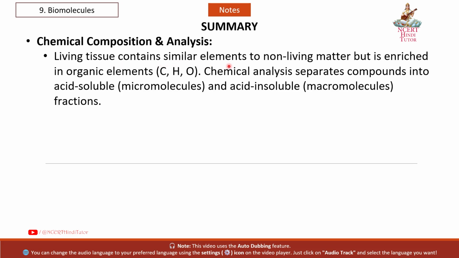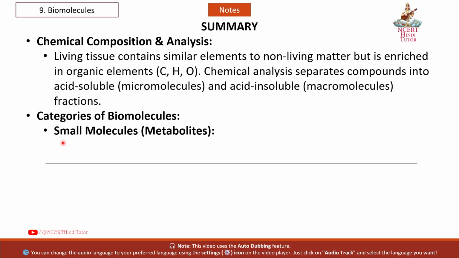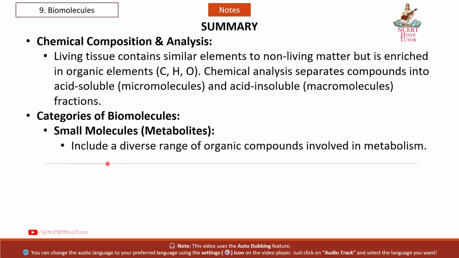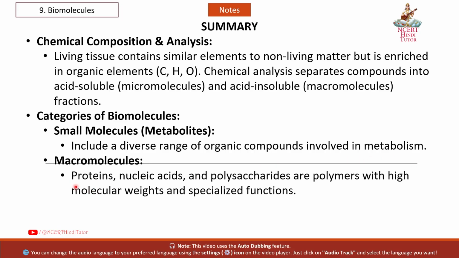Living tissue contains similar elements to non-living matter but is enriched in organic elements CHO. C is carbon, H is hydrogen, O is oxygen. Chemical analysis separates compounds into acid-soluble micromolecules and acid-insoluble macromolecules fractions. Categories of biomolecules: small molecules, metabolites include a diverse range of organic compounds involved in metabolism. Macromolecules, proteins, nucleic acids, and polysaccharides are polymers with high molecular weights and specialized functions.